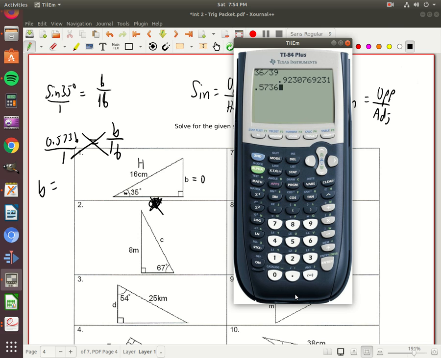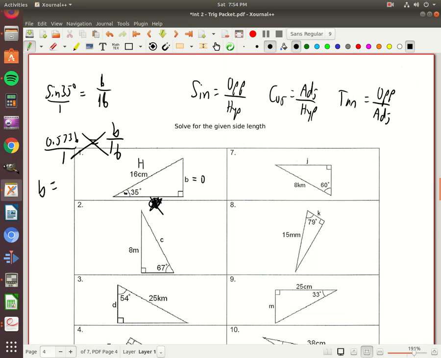0.5736 times 16 is equal to 9.18, we'll call it. It's all estimating for the most part in trig. Very little of it works out perfectly, but it's about 9.18. Now I have the variable isolated already, so that means the opposite side, B, equals about 9.18 centimeters. That's how I can solve that length.